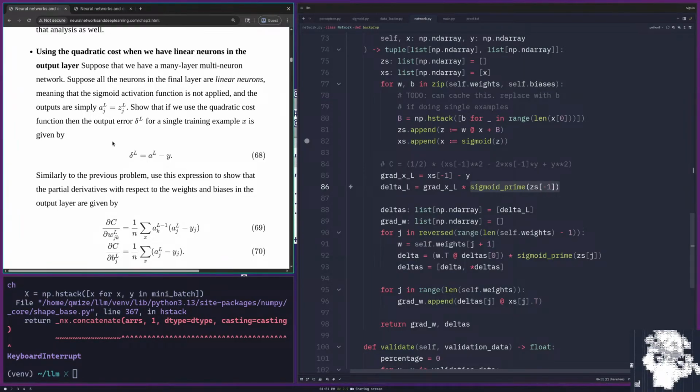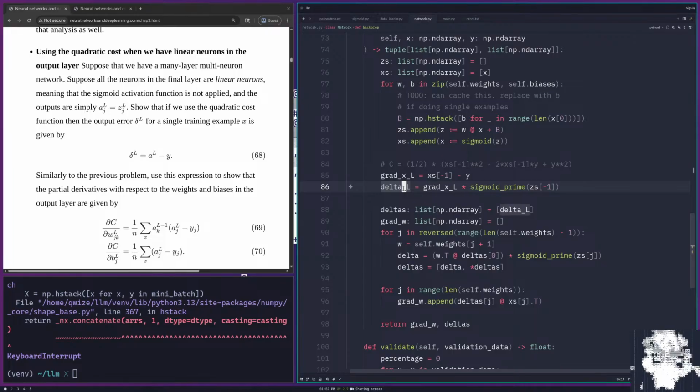Yes. So if you use it, it's basically because the slope of Z will be 1. So this goes away. So you end up back with this.